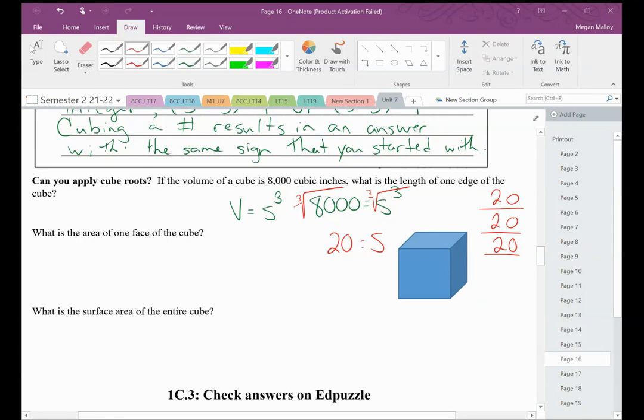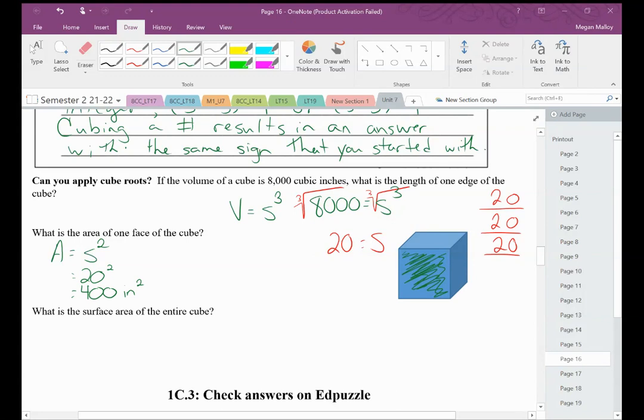But that's not what my question is asking me. My question is asking me for the area of one face of the cube. So one face ends up actually being a square. To find the area of a square, we talked about that previously. Area of a square is s squared, side squared. So 20 squared is equal to 400, and it would be inches squared.